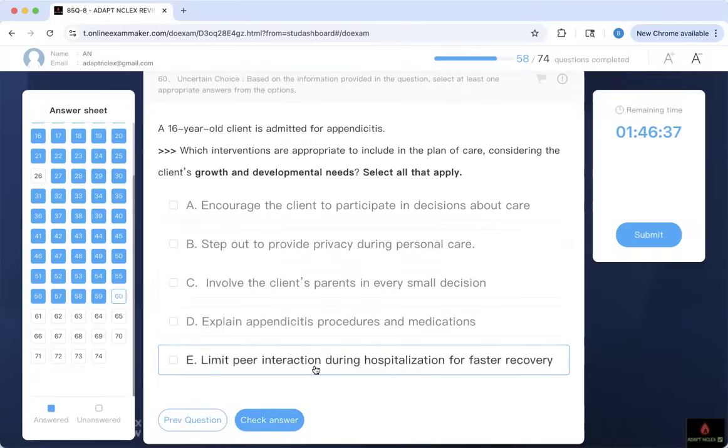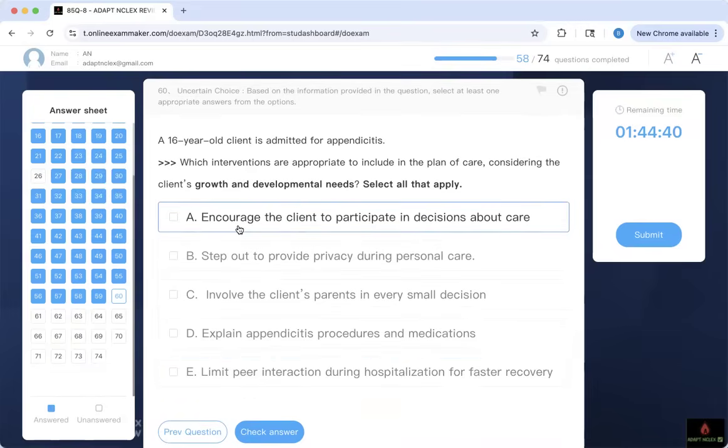Which interventions are appropriate to include in a plan of care, considering the client's growth and development needs? Select all that apply. What do you see? PIDs. Everybody runs away from PIDs. Growth and development. Know it. A 16-year-old is admitted for what? Appendicitis. What would you include to ensure growth and development? They always will tell you, do things according to their age group. 16-year-old adolescent.